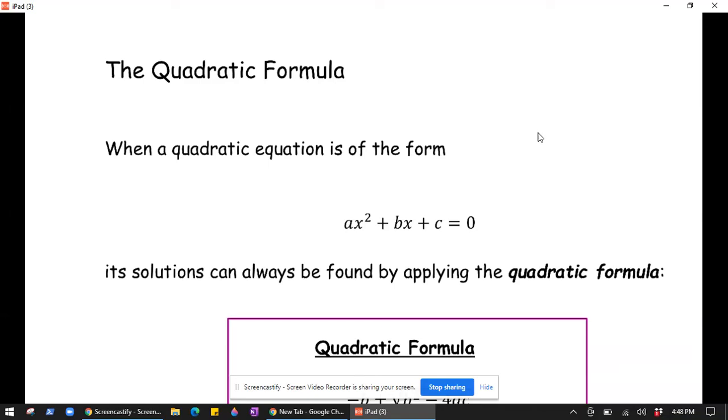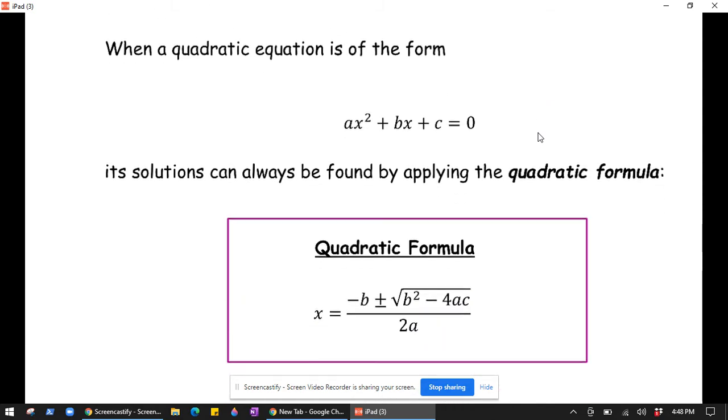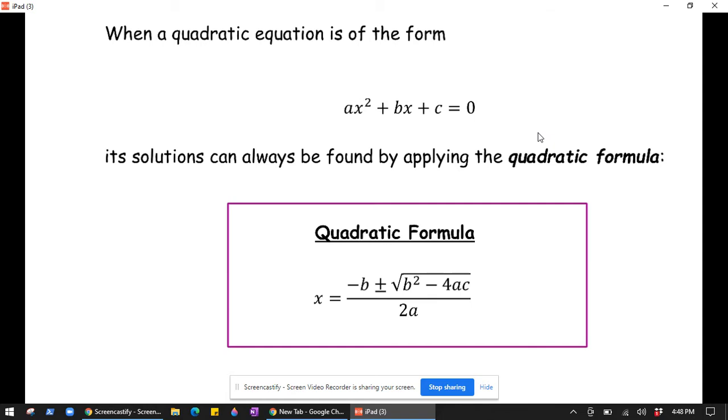In this video, we're going to look at the quadratic formula, and in particular, we're going to look at an expression called the discriminant. So to begin, let's just note that when a quadratic equation is of the form ax squared plus bx plus c equals 0, we can always find its solutions by applying what's called the quadratic formula. And the quadratic formula is written below in that box.